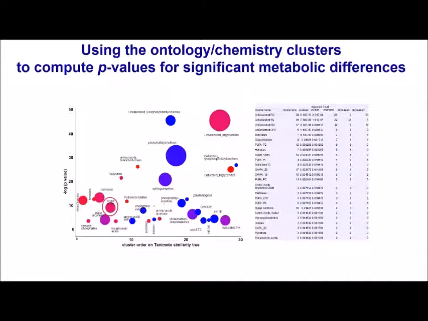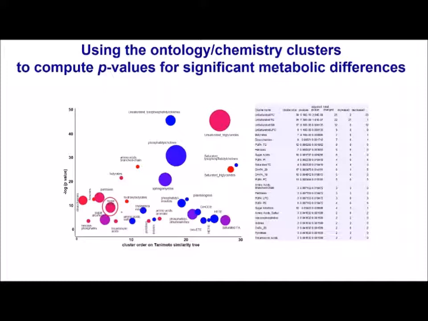And here red means most of the compounds are increased in this cluster. Blue means most of the compounds were decreased in this cluster. Size of the cluster means how many compounds we have in this class. If a cluster is purple, it means it's a mixed pattern within the cluster.